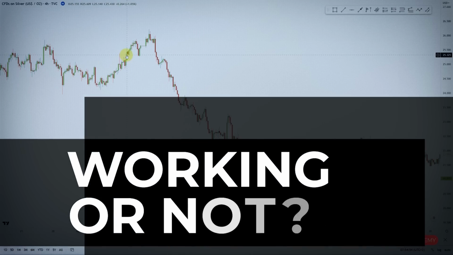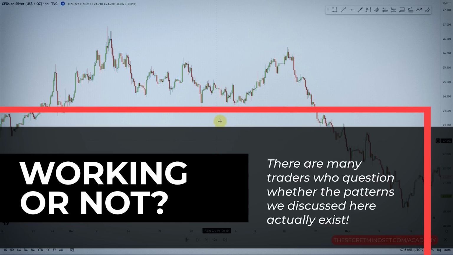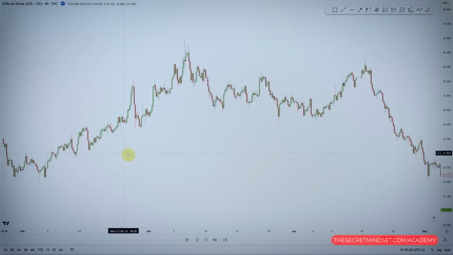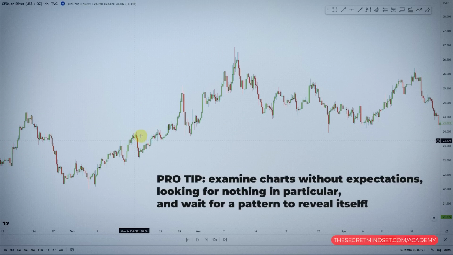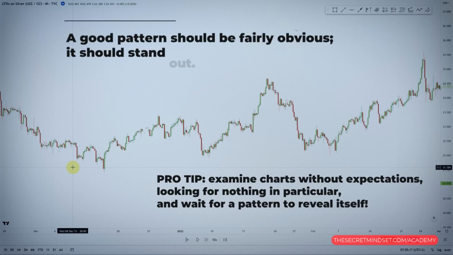There are even traders who question whether the patterns we've discussed here actually exist. Because we tend to see what we want to see, it might be a good idea to avoid searching for specific patterns. Instead, examine charts without expectations, looking for nothing in particular, and wait for a pattern to reveal itself. A good pattern should be fairly obvious.